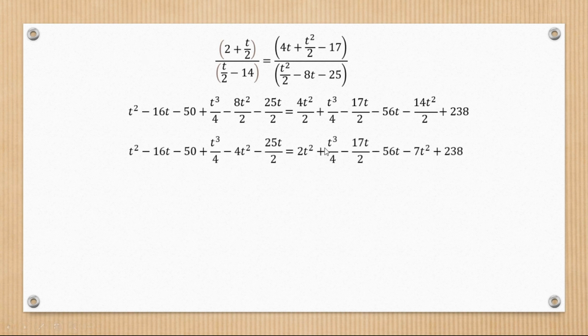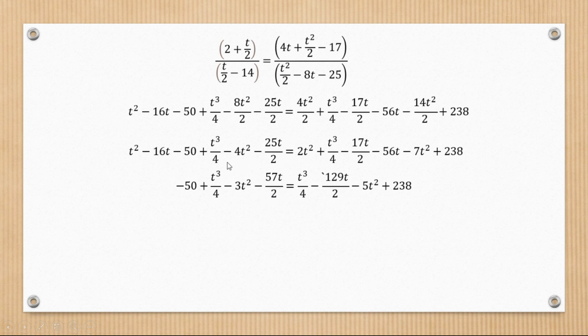Alright, so now I can see 14t over 2 shall actually give me a 7t, as you can see right there. Then this 4t squared over 2 shall give me 2t squared, as you can see right there. So next step is I can actually see that some values cancel, but before we do that, I can see that some values can be combined together. So those that actually have t can be combined together.